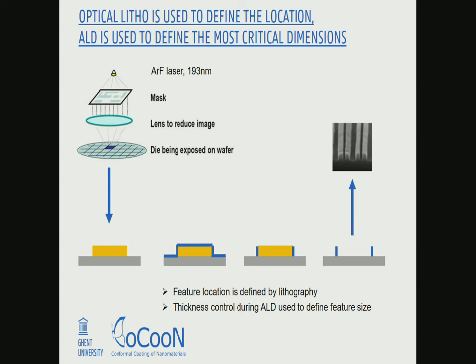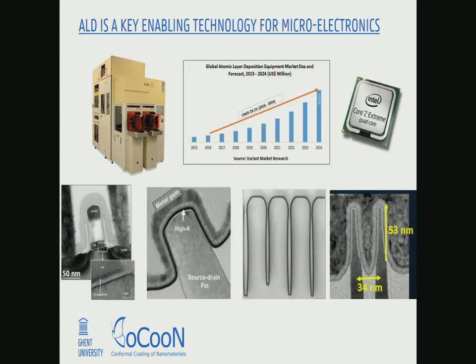It's oversimplified, but it just means that you use lithography to basically more or less define the overall location of the feature, but you use deposition and growth to really define the critical dimensions. And so the critical dimensions during your lithography are really being defined nowadays not by lithography, but by deposition and the thickness control during deposition. So this has been a big breakthrough application in recent years.